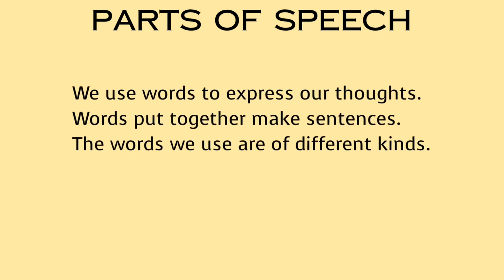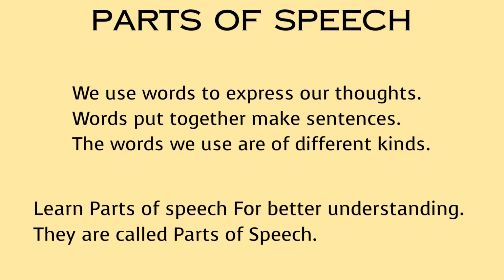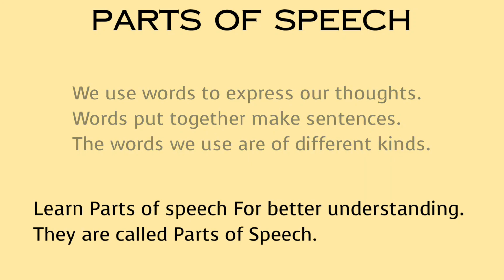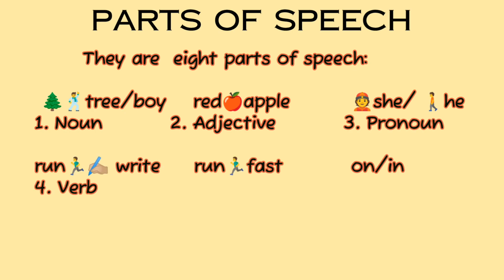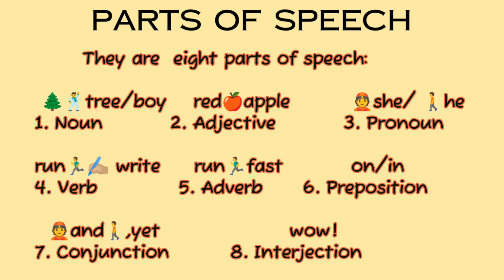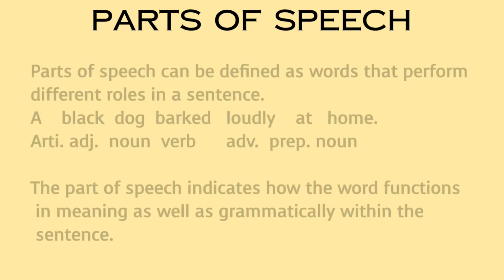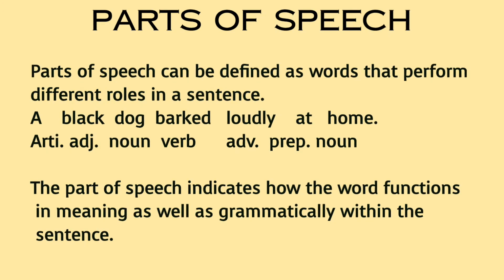We use words to express our thoughts. Words put together make sentences. The words we use are of different kinds. They are called parts of speech. There are 8 parts of speech: noun, adjective, pronoun, verb, adverb, preposition, conjunction, and interjection. Parts of speech can be defined as words that perform different roles in a sentence. The parts of speech indicate how the word functions in meaning as well as grammatically within the sentence.